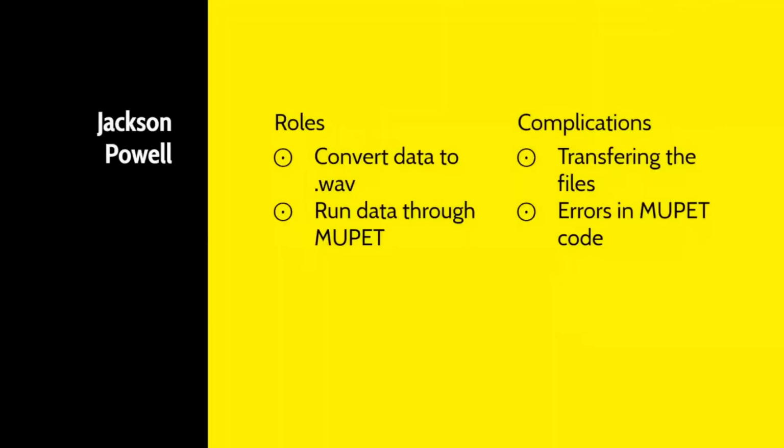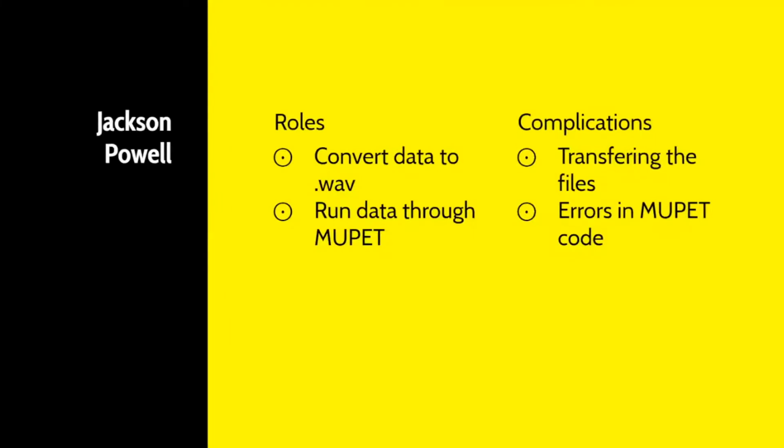Next slide. I worked with Professor Shank to prepare the data to be processed and run it through the machine learning program MUPET. The data needed to be processed because it was a file type int16, and MUPET can only process files of type WAV. Professor Shank already had a MATLAB code to convert the files, but it was a long process and took a few days to run all the files through the program.